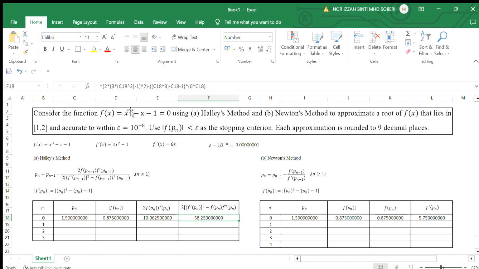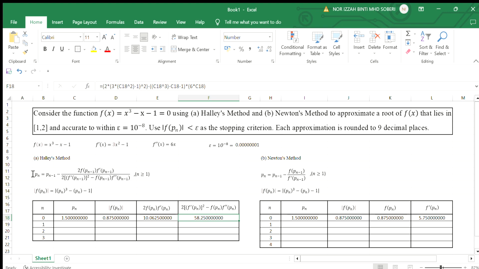Okay, from here, we know that our function is x cubed minus x minus 1. From this function, we need to find f prime x and f double prime x, because for Halley's method we will use f(x), f prime x and f double prime x, while for Newton's method we will use f(x) and f prime x to get the answer. So when I differentiate x cubed minus x minus 1, I get f prime x, which is 3x squared minus 1. And when I differentiate f prime x, I get f double prime x, which is 6x.